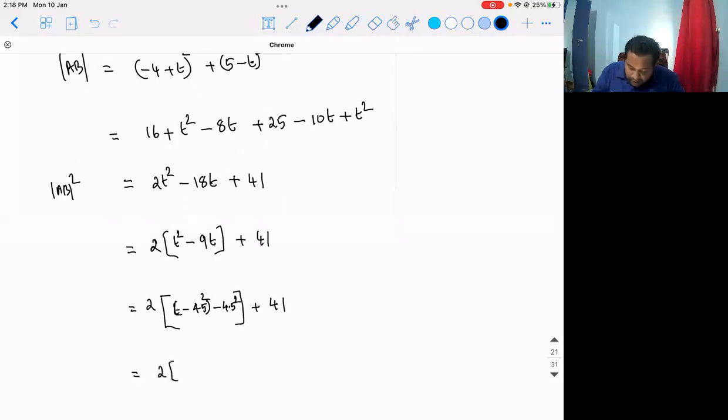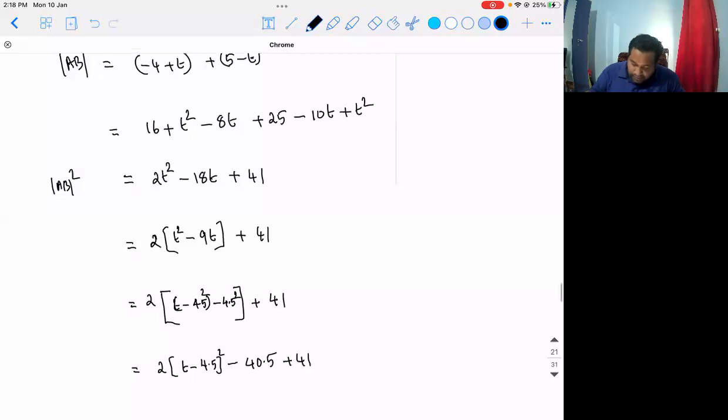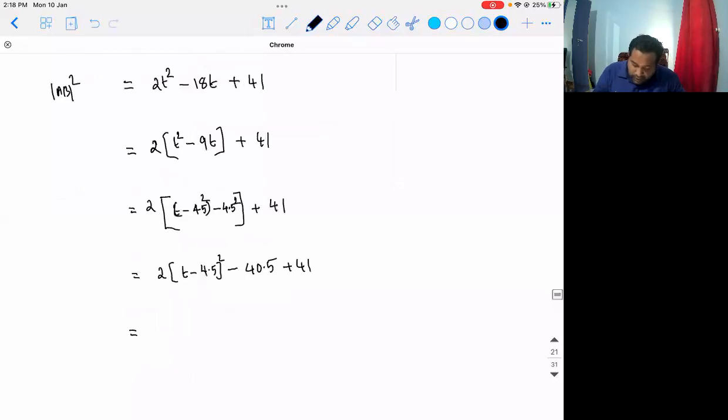And if you're expanding this, what happens? 2 times t minus 4.5 square, minus 2 times 4.5 square. Minus 2 times 4.5 square is minus 40.5, plus 41. So it becomes what? 2 times t minus 4.5 square plus 0.5.